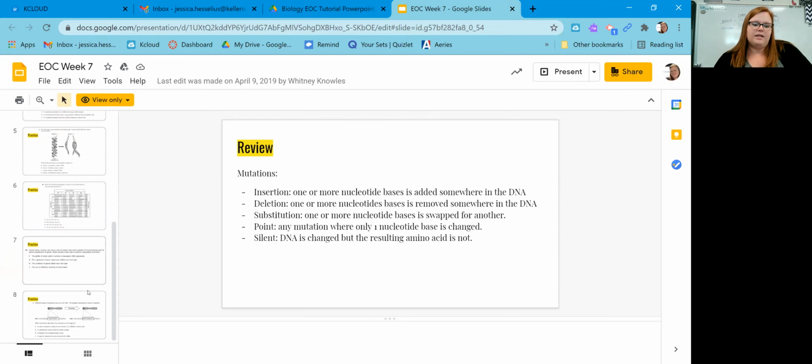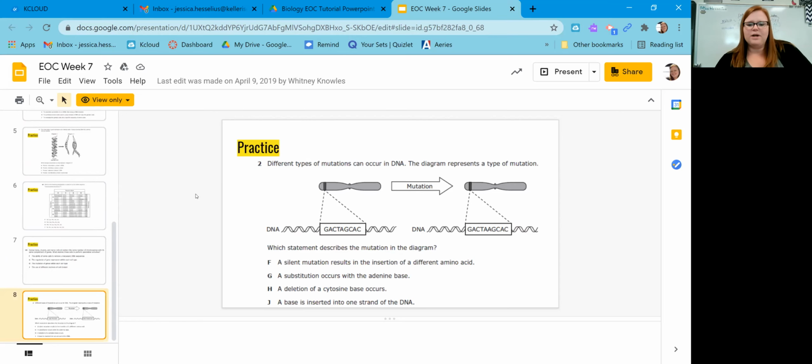So let's go back down here. There's one practice question over this. So different types of mutations can occur in DNA. The diagram represents a type of mutation. So here we're looking at, this is actually a chromosome zoomed in on the gene sequence in the DNA strand. Which statement describes the mutation in the diagram?